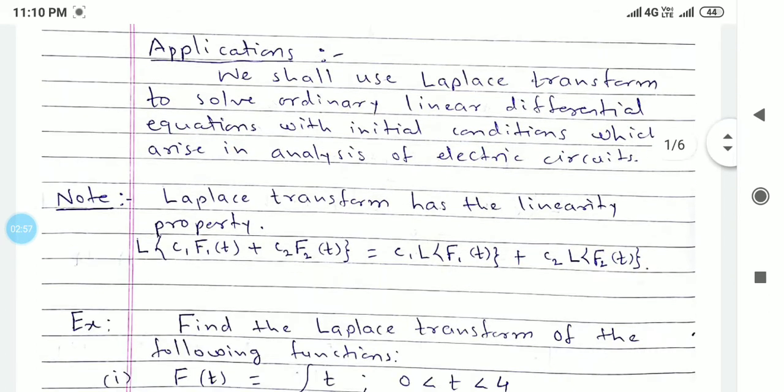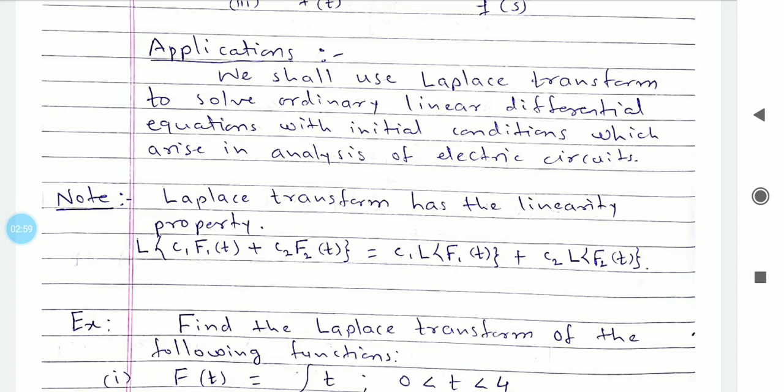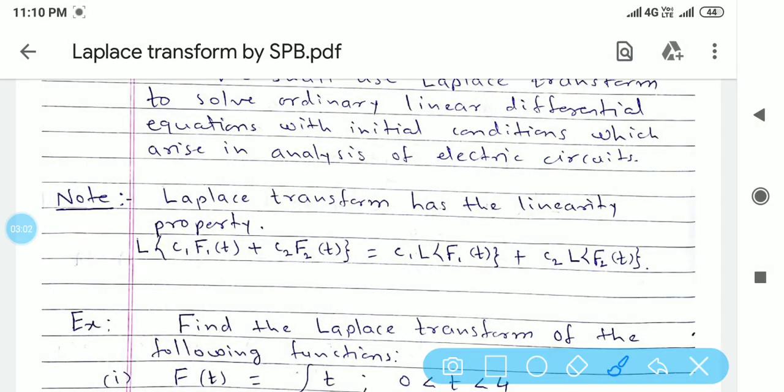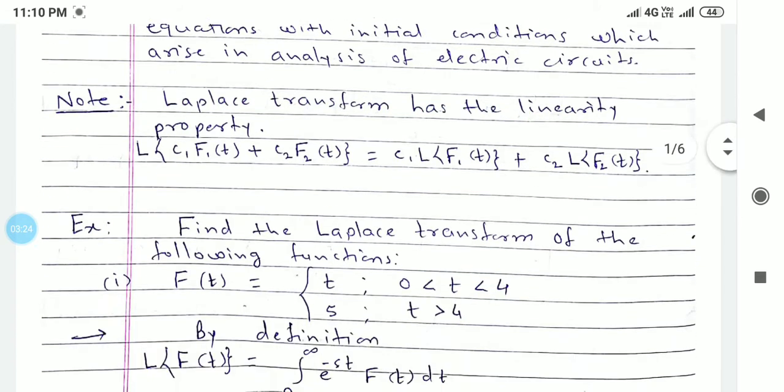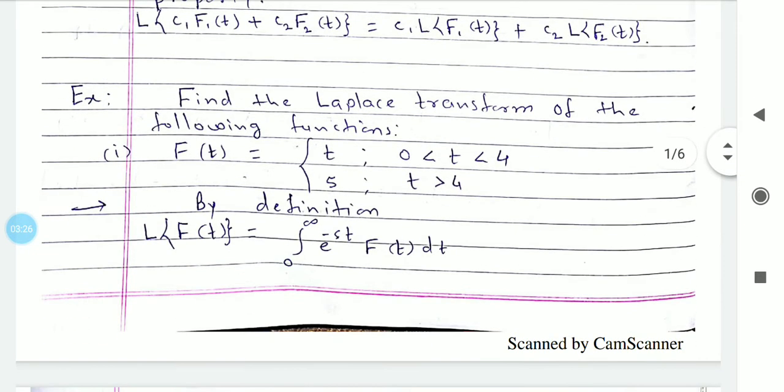Now the next part is the linearity property of Laplace transform. What is the linearity property? Laplace of C1 f1 of t plus C2 f2 of t, where C1 and C2 are constants, equals: take the constants outside the symbol L, C1 L of f1 plus C2 L of f2. We are going to use this linearity property in several examples. So remember this property. Now we will see some examples on Laplace transform.